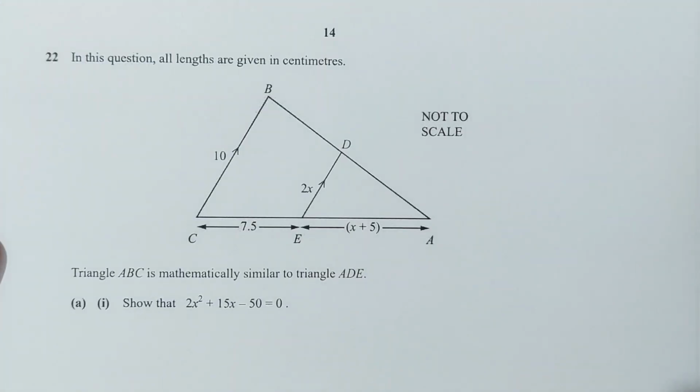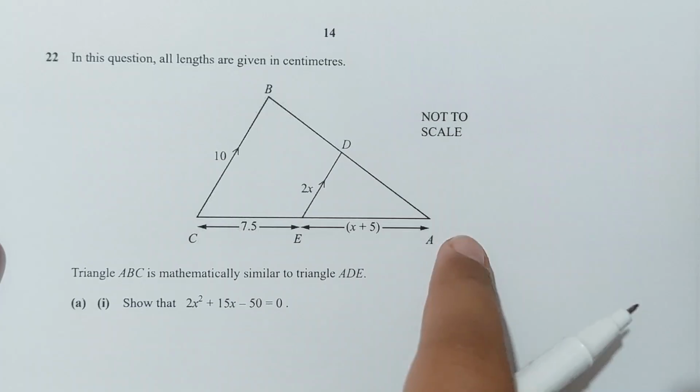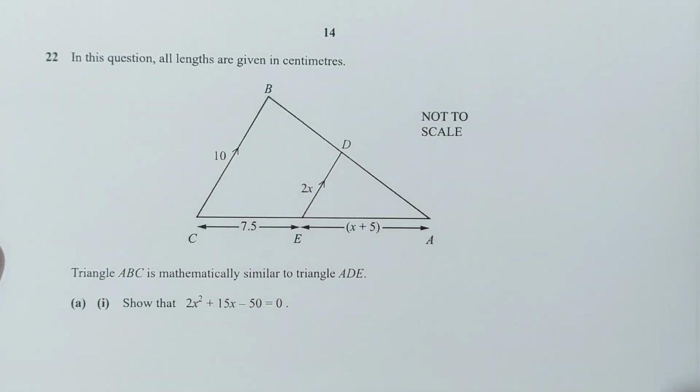Question number 22. In this question, all lengths are in centimeters. Triangle ABC is mathematically similar to triangle ADE. Part A number 1, show that. If they are mathematically similar, it means the ratios of the corresponding sides are equal.